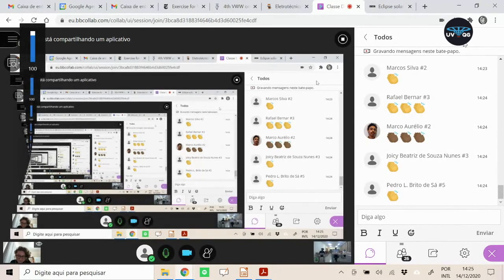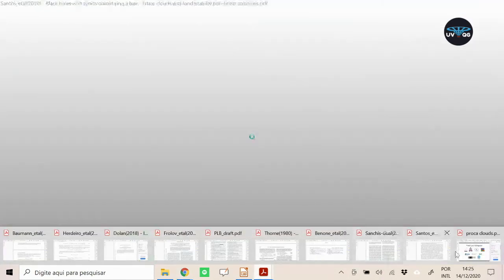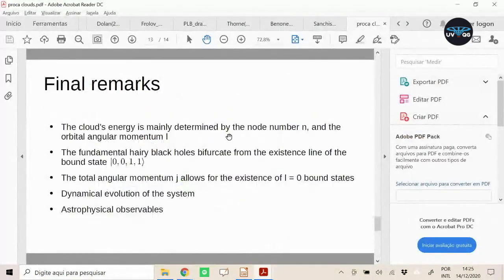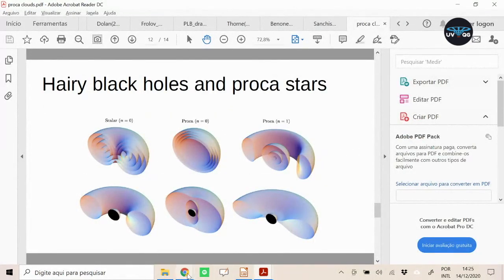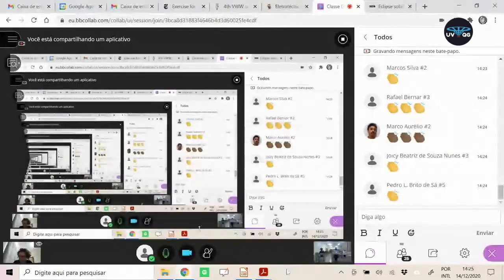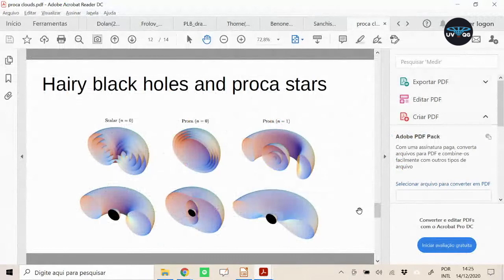Can you show your last but one slide, the one with the nice pictures of the slices of scalar configurations and vector configurations? This one? Yes, that one. Okay. So here you are showing hairy black holes. So you have solutions with a black hole and a scalar cloud, right? Is that what you mean by hairy black holes? Yes. In this case, we have a black hole with a scalar cloud, and this is for the Proca, so a vector cloud.